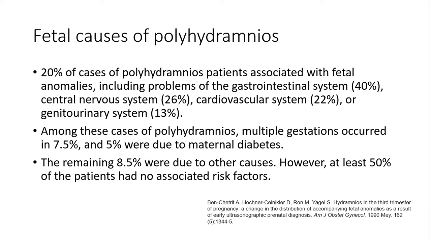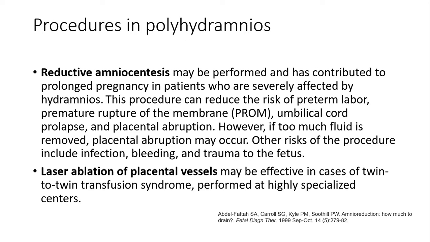20% of cases of polyhydramnios are associated with fetal anomalies, including problems with the gastrointestinal system, 40%, CNS, 26%, cardiovascular system of the baby, 22%, and genitourinary system, 13%. Among those cases, multiple gestation occurred around 7.5%, and 5% are due to maternal diabetes. The remaining 8.5% were due to other causes. However, at least 50% of patients had no associated risk factors, so-called idiopathic polyhydramnios.